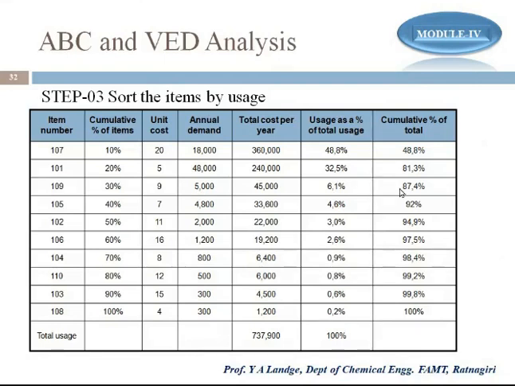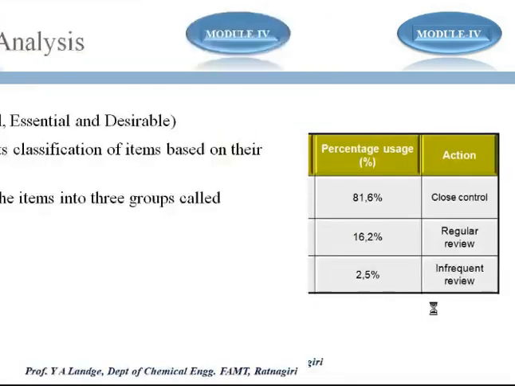Similarly, again I go up to the 10 to 15%. So 10 to 15%, I can say it is around 94.9, means 80 plus 15, it will give around 95. So this comes under the B category, and the remaining items are under the C category.